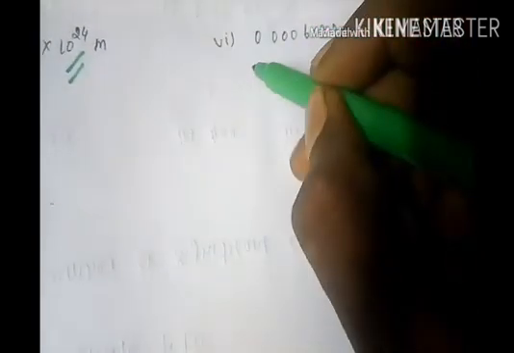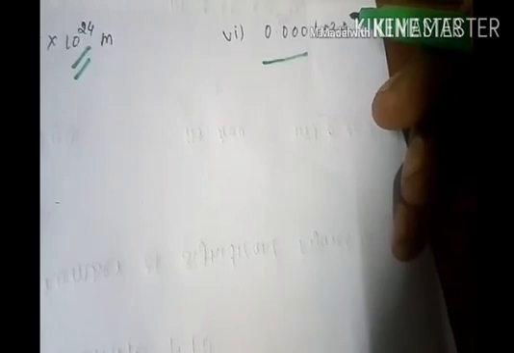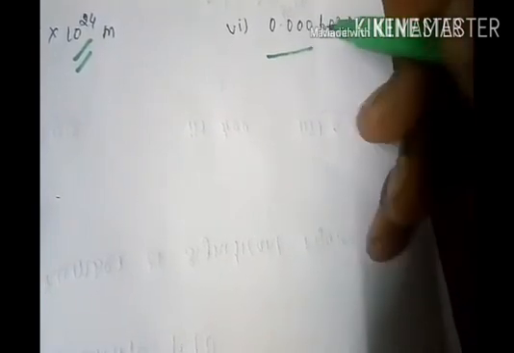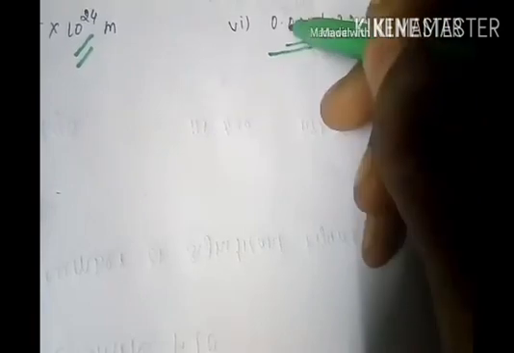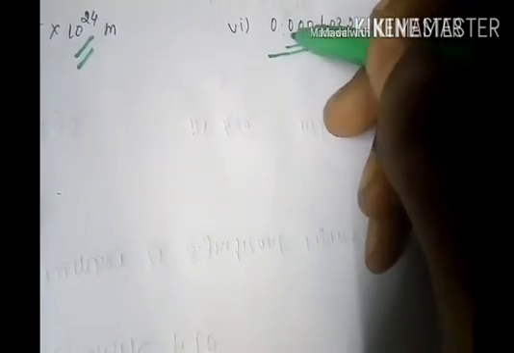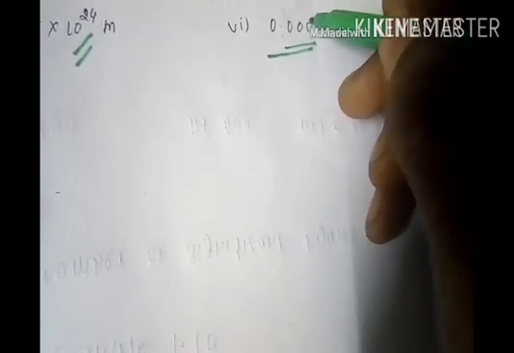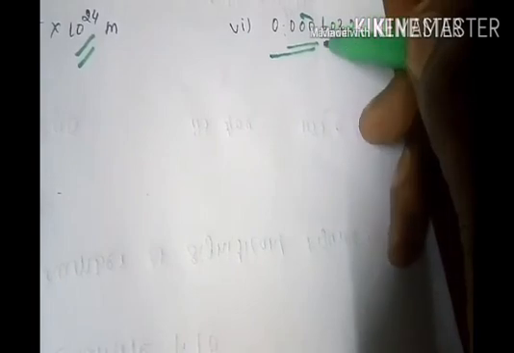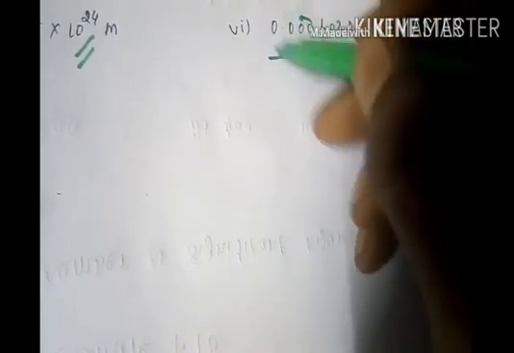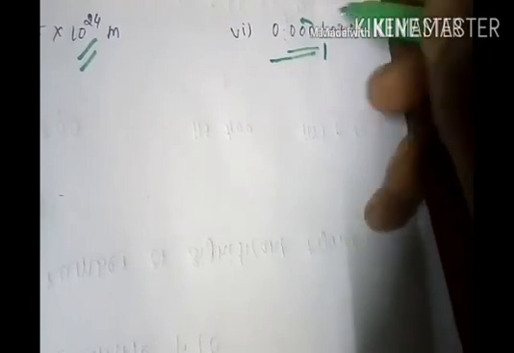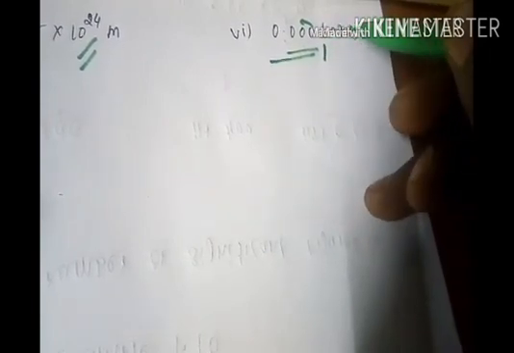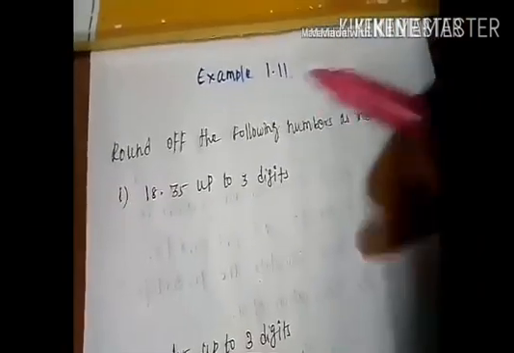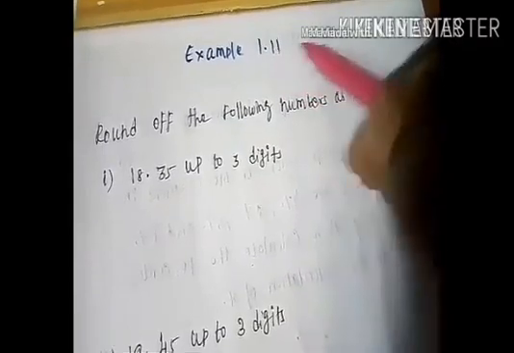Next one is 0.0006032. This number is less than 1. So here the zeros right of the decimal point but left of the first non-zero digit are non-significant. So here how many significant figures are there? 1, 2, 3, 4. Totally 4. Thank you.